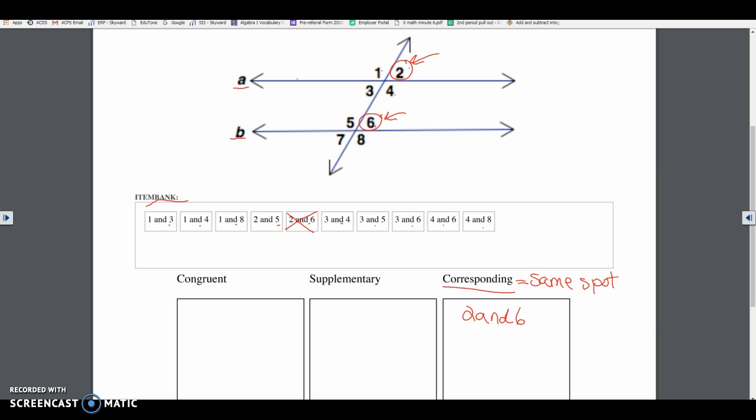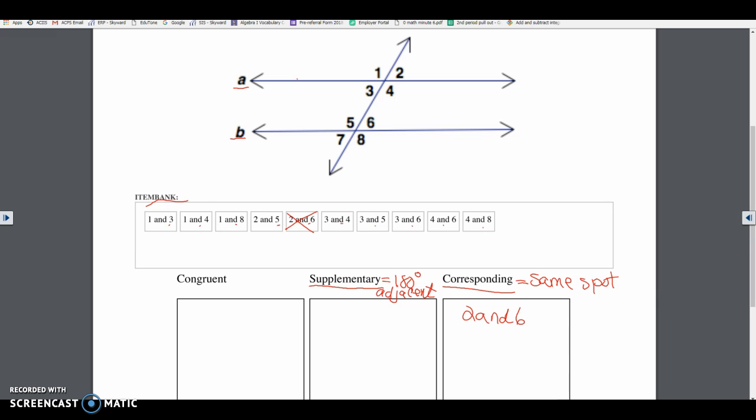So I'm going to take that information off and we're going to go to the next group. Any questions about that group? Okay, so now let's go over and look at supplementary. Supplementary means that the total of each of them is going to be 180 degrees, and they are adjacent angles. Adjacent angles means that they're next to each other.